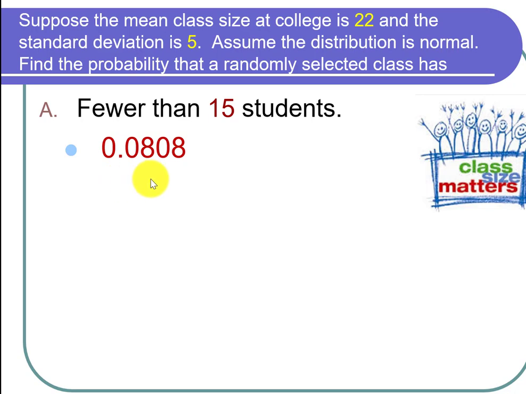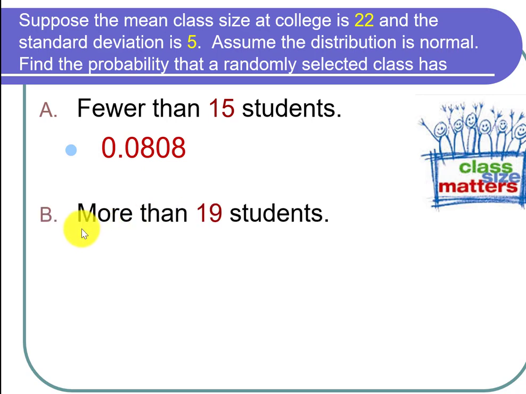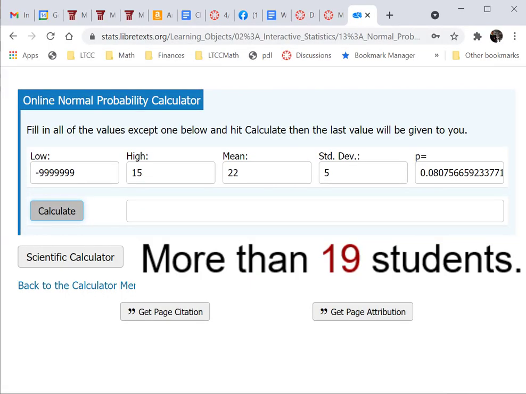So notice that one we could not have done just by using a z-score, because 15 does not have a nice z-score when we're talking about a mean of 22 and a standard deviation of 5. So there's no choice. You have to go and use the calculator for this. So let's do another question. How about what is the probability of having the class have more than 19 students? So similar problem, I go to my calculator and I need to find the probability of greater than 19. So here's the calculator again.